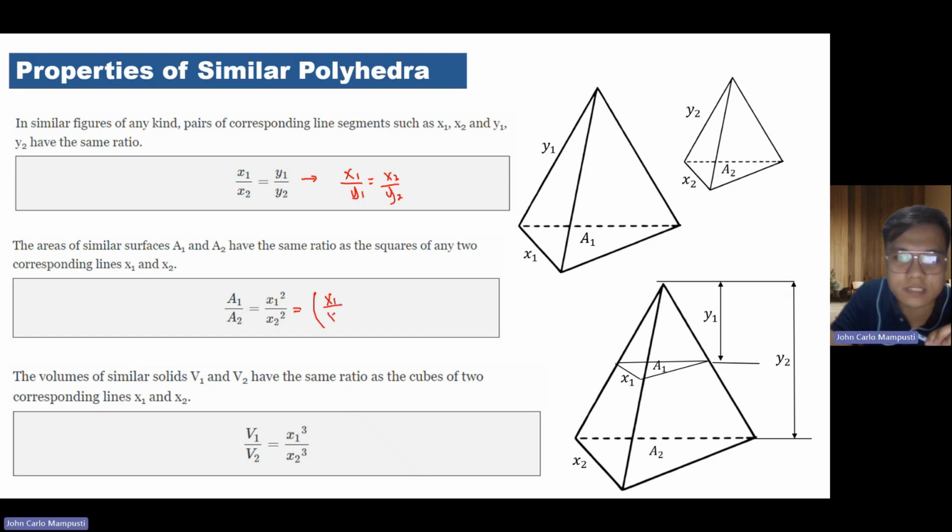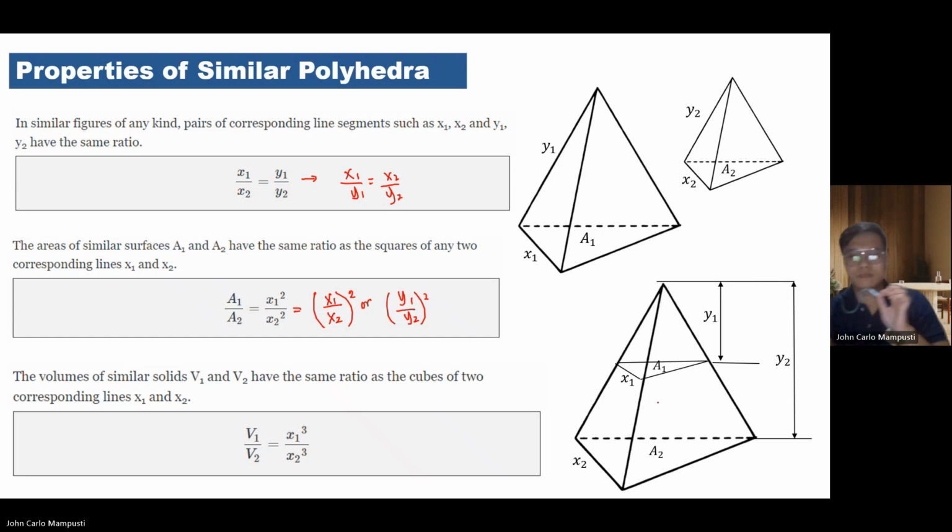So, we have x sub 1 over x sub 2 squared. Or, since dito, sinabi natin sa una, we have x sub 1 over x sub 2 equal to y sub 1 over y sub 2, pwede siyang maging y sub 1 over y sub 2 squared. Okay? So, kung titingnan nyo dito sa may lower portion natin, we have smaller polyhedron and also bigger polyhedron. So we have y sub 1 over y sub 2 squared. So that's the ratio of the area.